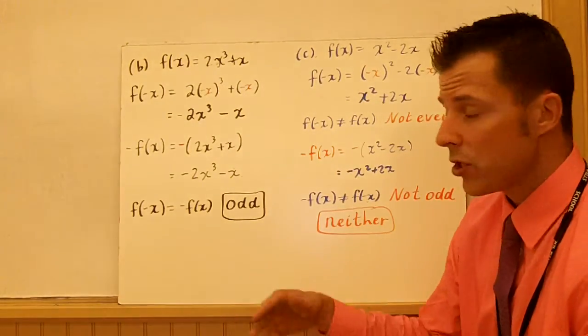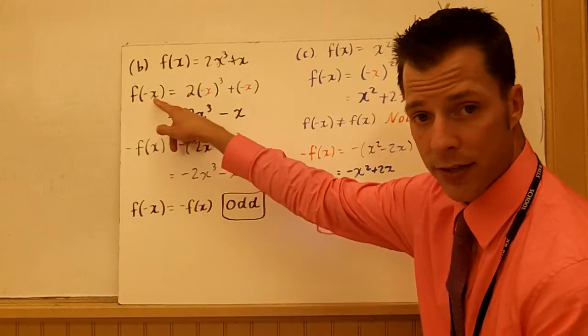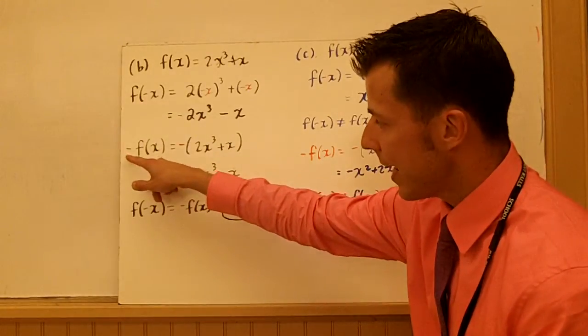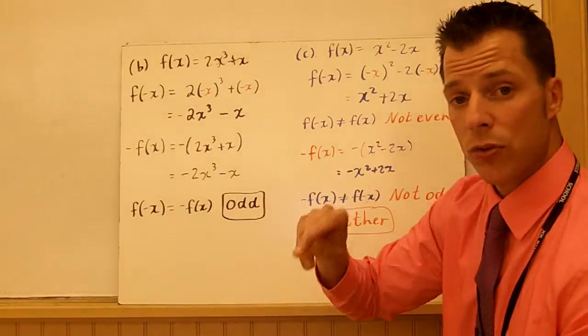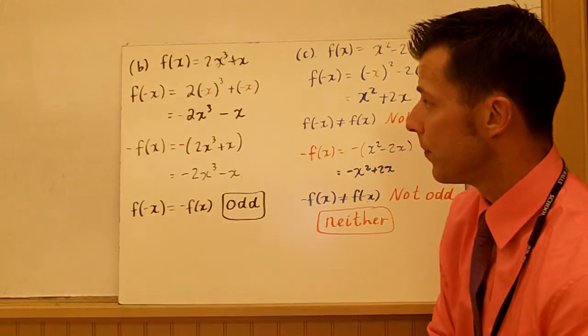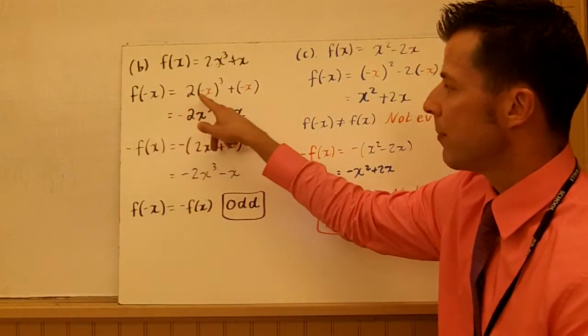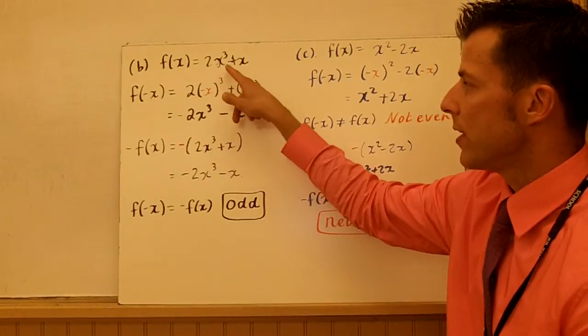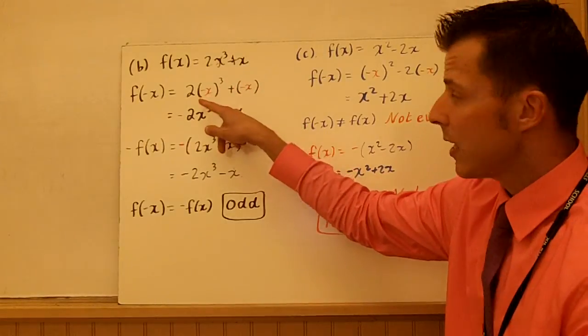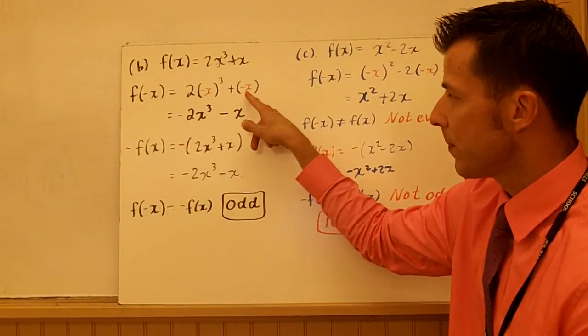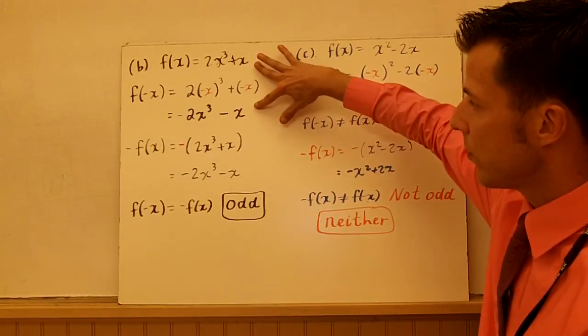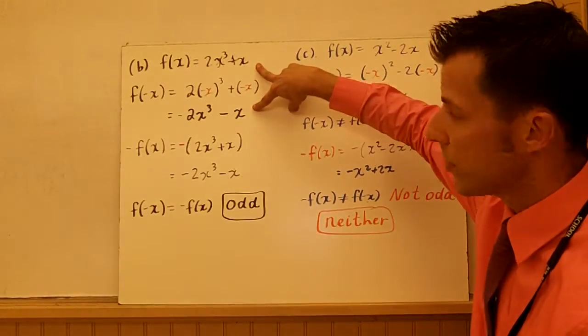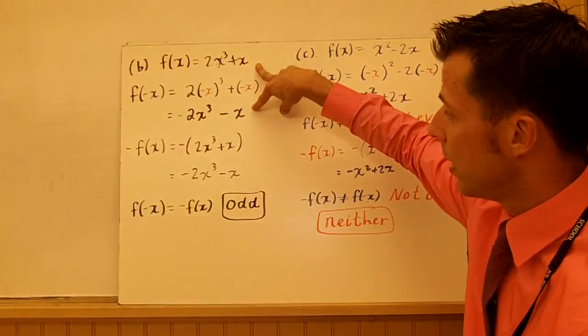So I need to look at 2 things. I need to look at f of negative x, and I also need to look at the opposite of f of x. So I've got to show that 2 things are equal. So f of negative x, I plug in negative x wherever I see an x, and so I get negative 2x cubed minus x. You can see that's not equal to the original. These 2 are not equal, so the function's not even.